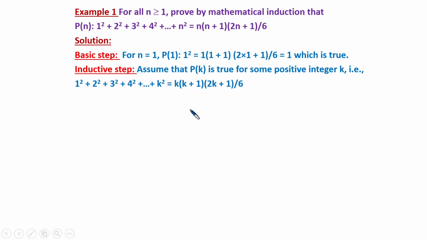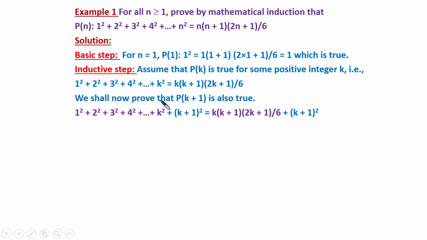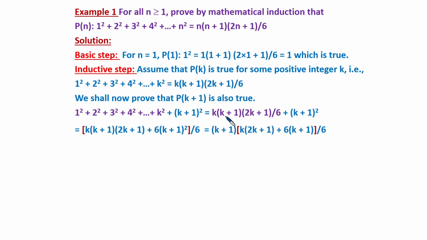If I assume this to be true, then of course we shall now prove that p of k plus 1 is also true. So I have to add this k square up to here, then plus one more term, k plus 1 the whole square. So I will have here, for this one I know this is given to you here, and plus k plus 1 the whole square. Now let us simplify and make these two terms one term. So I do cross multiplication, multiply by 6, and of course this 6 is there, divide by 6.